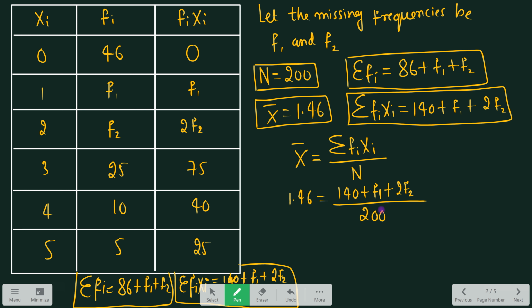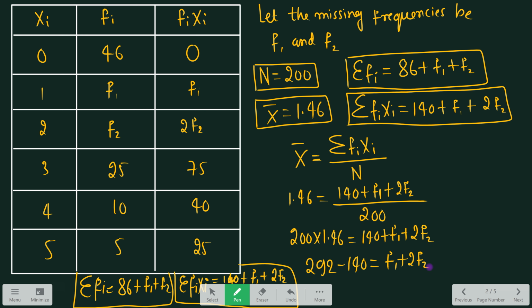Now we are going to cross multiply 200. 200 into 1.46 is equal to 140 plus F1 plus 2 F2. So next, when we multiply 200 into 1.46, how much we are going to get? We are going to get 292, is equal to, you can bring minus 140 to this side, minus 140 is equal to F1 plus 2 F2.